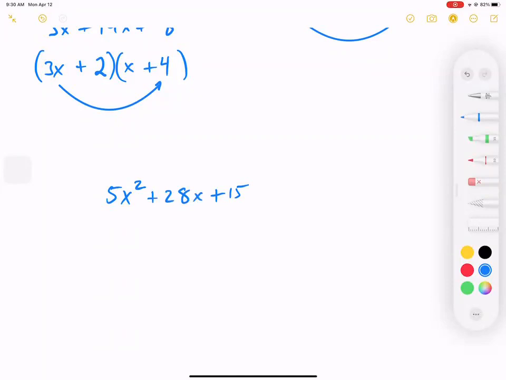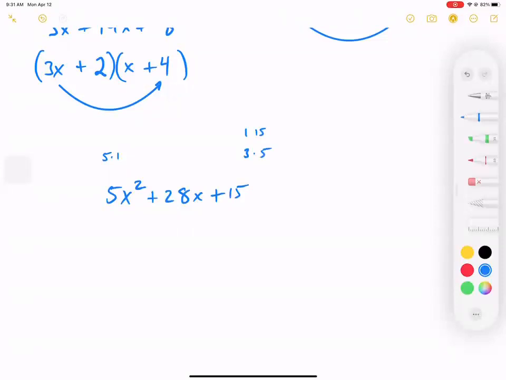So the way I set these up, if I can't spot it right away, I'll take my time. Numbers that multiply to become 5, we're going to write 5 and 1 in the front. You guys go with that? How many ways can I make 15? Not that many. So I'm going to write them out. 1 and 15, and 3 and 5.